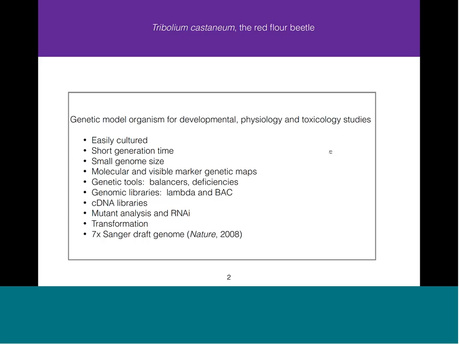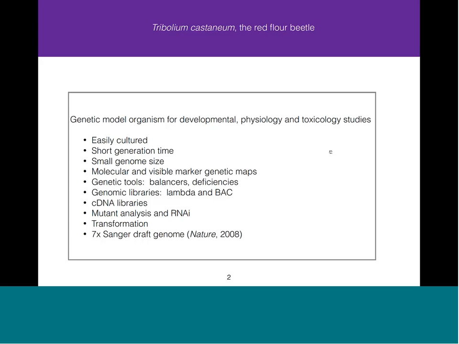I've spent a lot of my scientific career making molecular and visible marker genetic maps and lots of genetic tools. We have balancers, we have deficiencies. I started out making genomic libraries, both lambda cDNA libraries and genomic MAC libraries. We've done a lot of mutant analysis, and we were delighted to show in 1999 that this is the first insect, in addition to Drosophila, in which RNAi works well, and in fact it works so well that we get a strong, robust RNAi response. And so we do a lot of reverse genetic analysis.